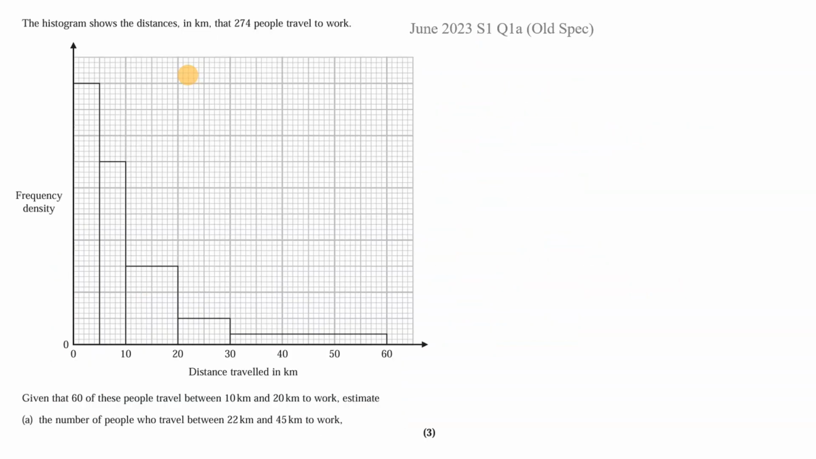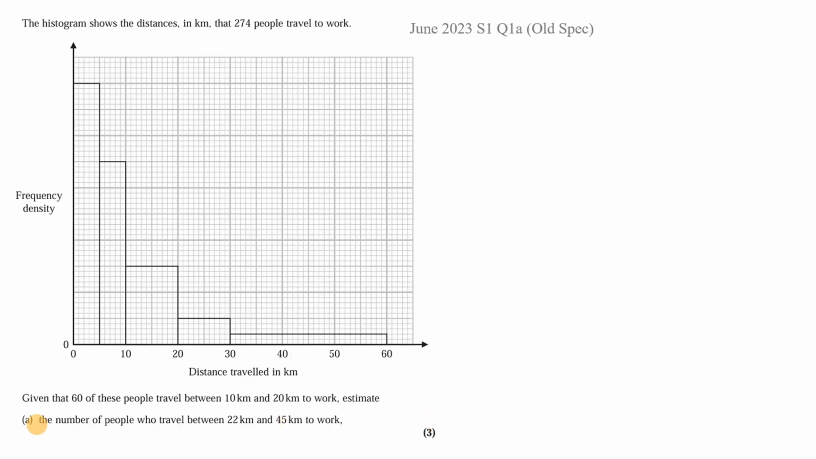Okay, so a very common exam question that they like to ask is for you to estimate values using a histogram. So here's an example of this where we're told the histogram shows the distances in kilometres that 274 people travel to work, and we're given this histogram here. And given that 60 of these people travel between 10 kilometres and 20 kilometres to work, we need to estimate the number of people who travel between 22 kilometres and 45 kilometres to work for 3 marks.